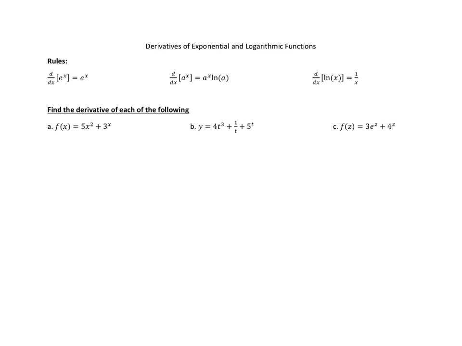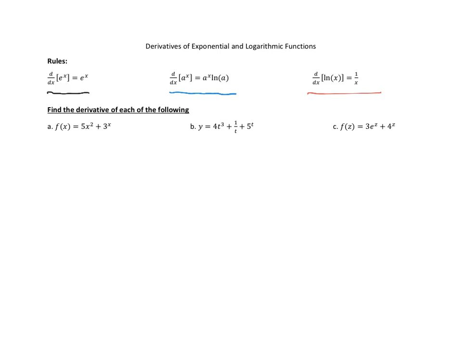The first rule is that the derivative of an exponential function e to the x is really just e to the x. The second rule, the derivative of some constant a to the x, where a is a numeric value: the derivative of a to the x is a to the x times the natural log of a. And then the third rule is that the derivative of the natural log of x is 1 over x.